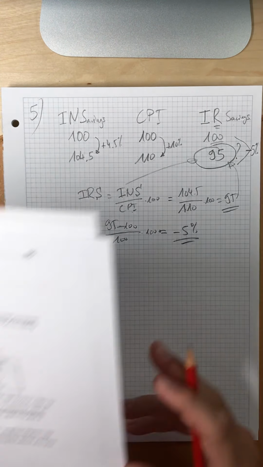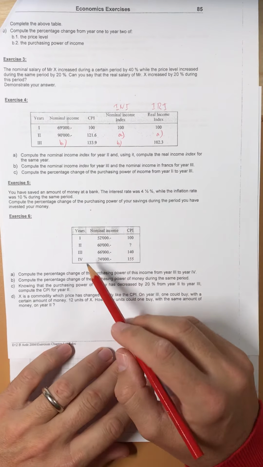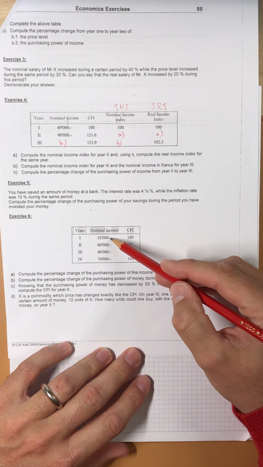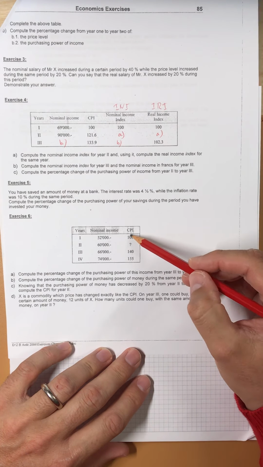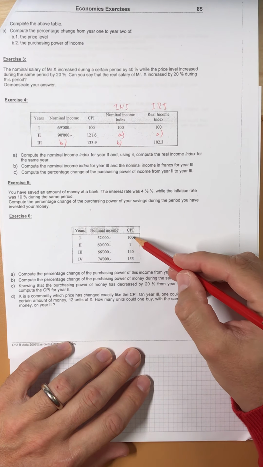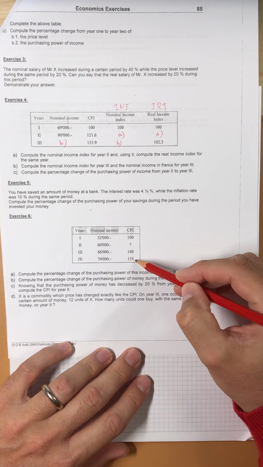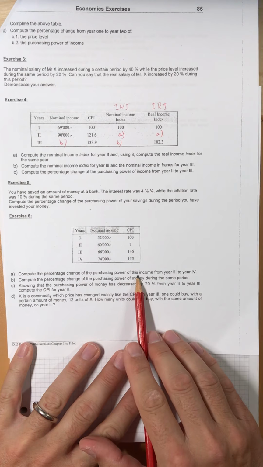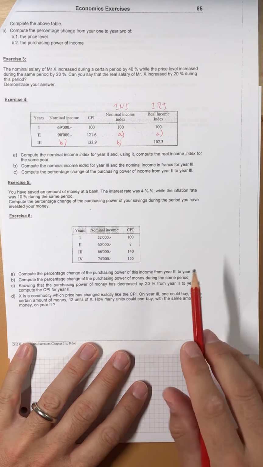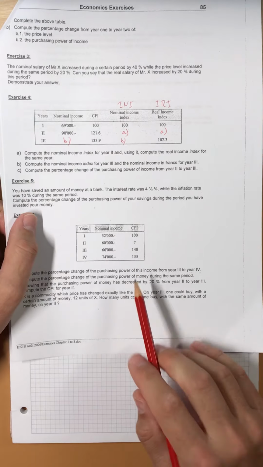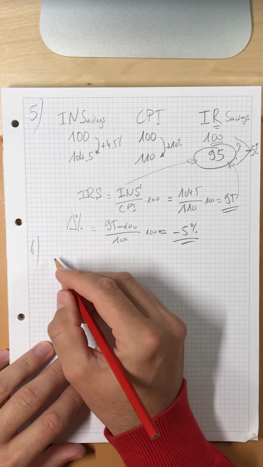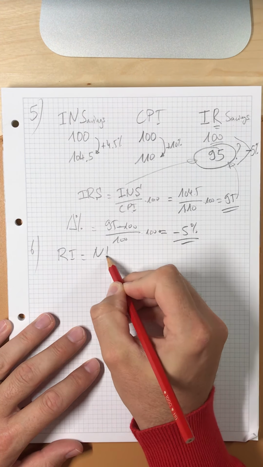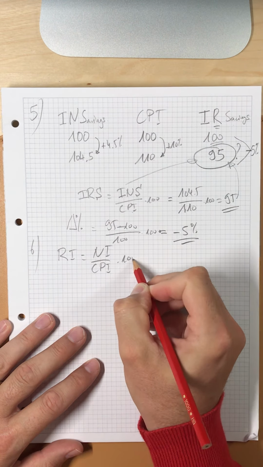Number 6, you have this table with 4 different years, 1, 2, 3, 4, a nominal income, which is increasing, and you get information about the CPI: 100, unknown, 140, 155. First question is compute the percentage change of the purchasing power of income from year 3 to year 4. This is a traditional question. Purchasing power, guys, is to calculate the real income. So real income is nominal income over CPI times 100.